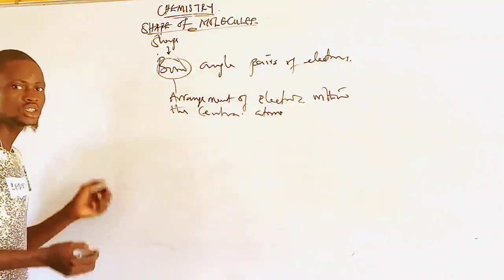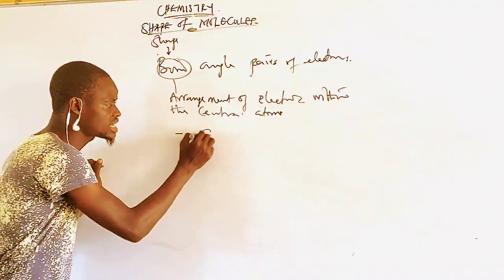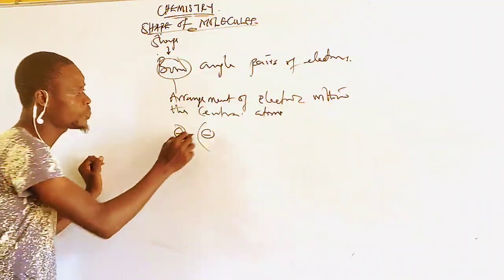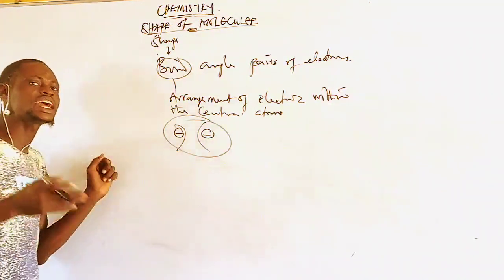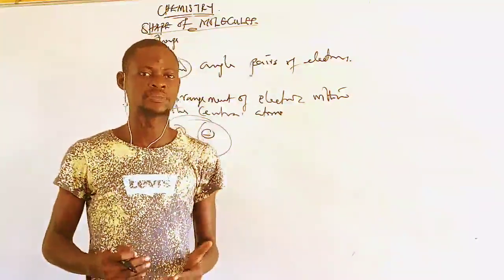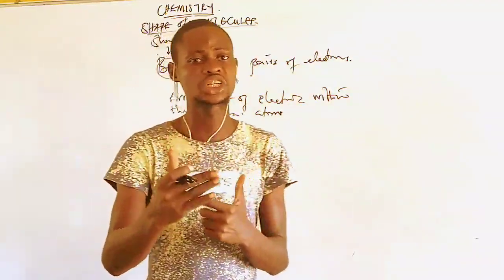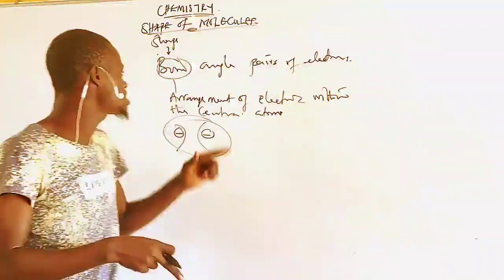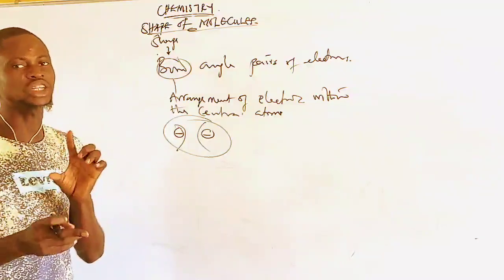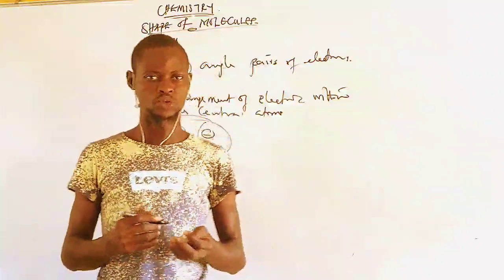So it simply shows that electrons are negatively charged, and whenever negative charges are very close to each other, they tend to repel each other. So for this repulsion to be minimized, electrons are arranged at a distance far away from each other within the central atom. This arrangement of electrons within the central atom determines the bond angle between the electrons, and this bond angle determines the shape of the molecules.